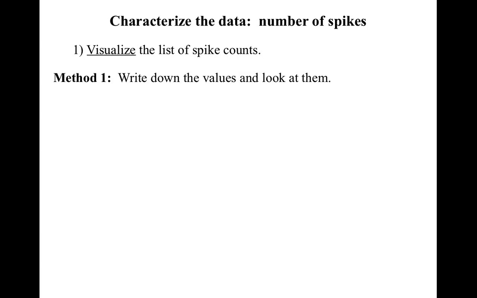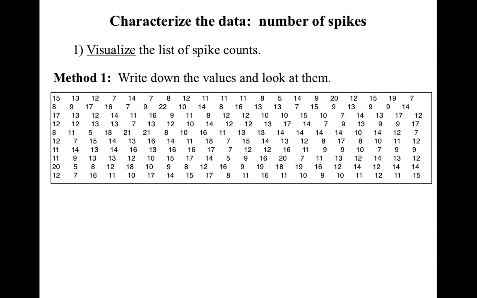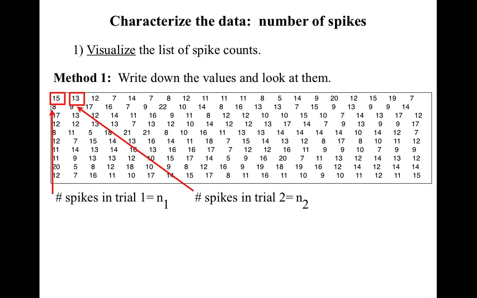So one method we could use to visualize the list of spike counts is we can write down all the values and look at them. So here's our vector. We've printed it out at the command line, let's say, in MATLAB. This is our long vector. And what does this first number represent in our vector? Well, remember, this first number represents the number of spikes that occur in trial 1. So this is N1. What does that second number represent? Well, that's the number of spikes in trial 2, and so on. So what we're writing out here is the number of spikes that occur in each trial, and we're just printing it all out.